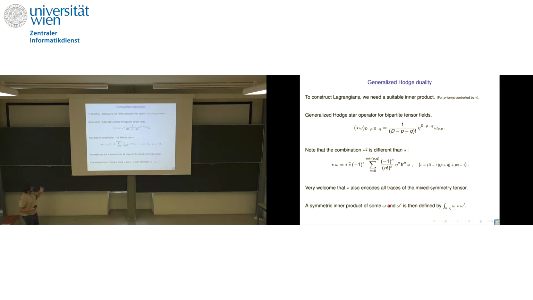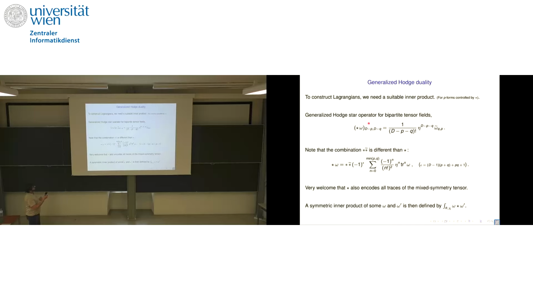And I think this will become transparent in a moment. Well, first of all, if we want to construct a Lagrangian, we need an inner product, and the inner product for differential forms is controlled essentially by the Hodge star, so we need the analog for the bipartite tensors. And now, our proposal is that the generalized Hodge star operator should be defined like this.